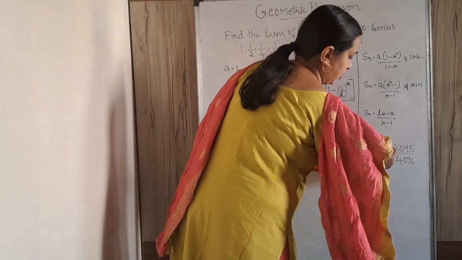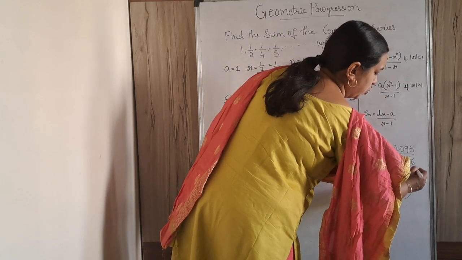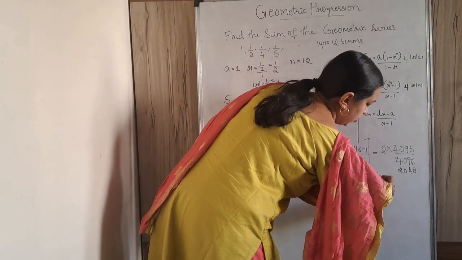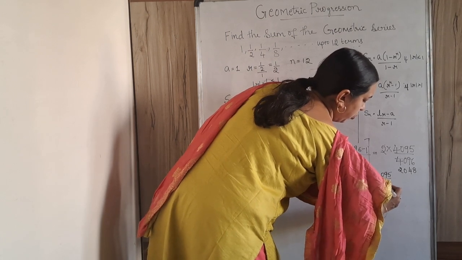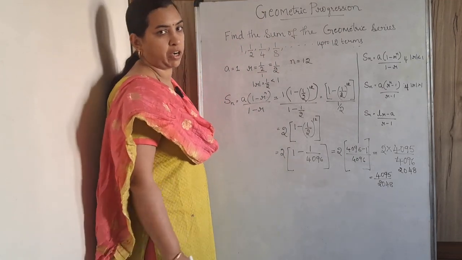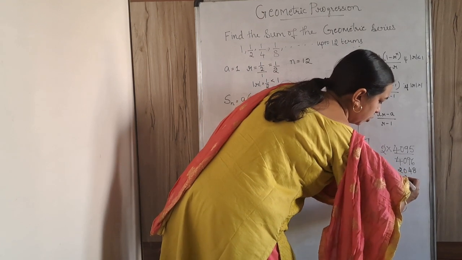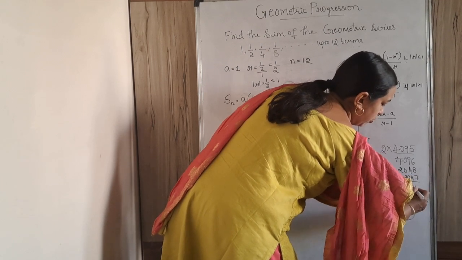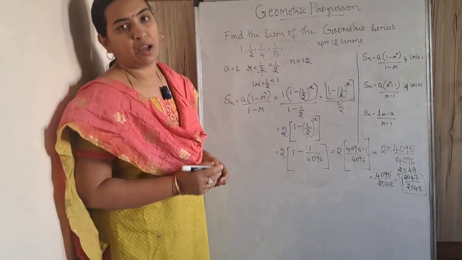Okay, solve this with 2. 2 0 2 4s are 8, 2 0 4 8. So which will be equal to 4095 by 2048. Okay, this you need to keep in a mixed fraction. So which will be nothing but 1 times 2047 by 2048. So this will be your answer.